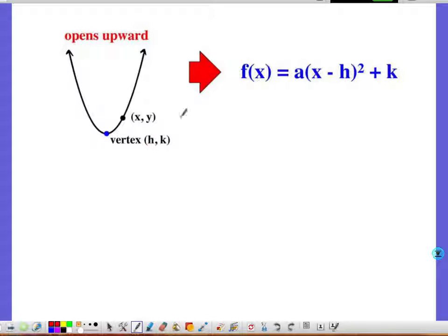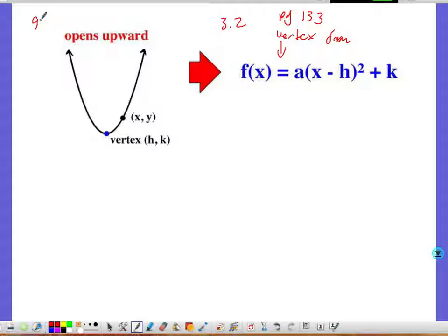Hello, this video is on lesson 3.2 where we will write quadratic functions, and specifically we want to write the functions in vertex form. This lesson begins on page 133.